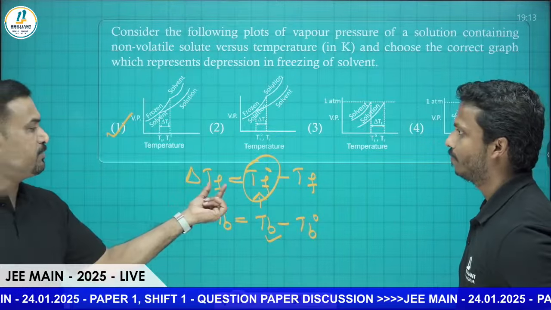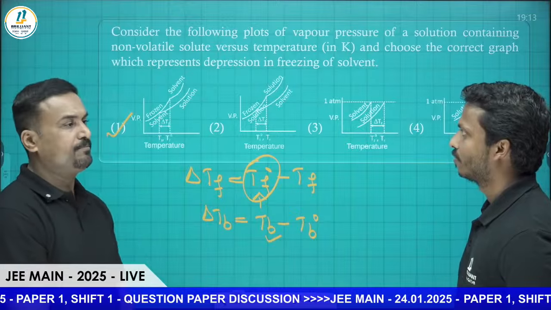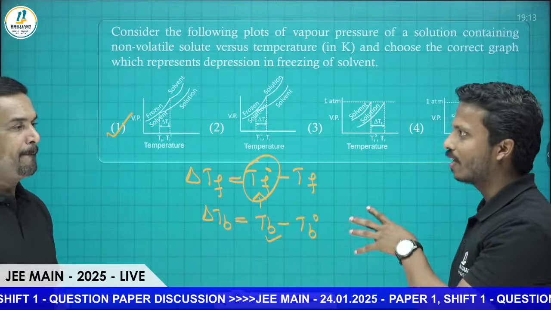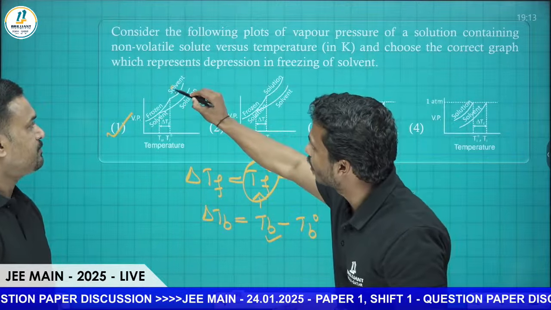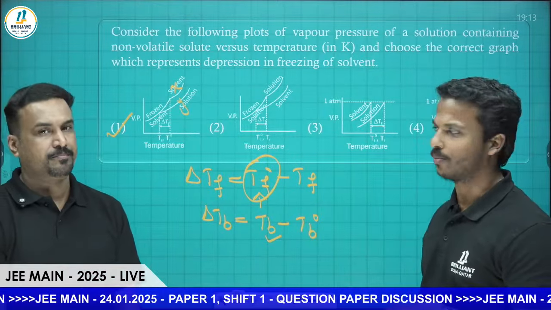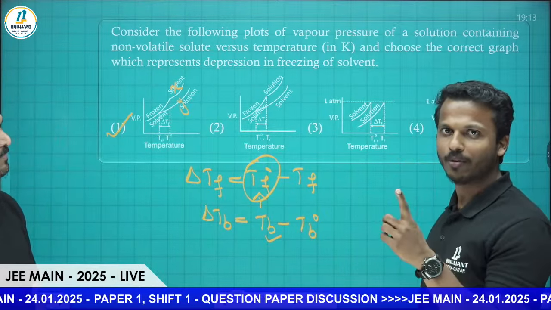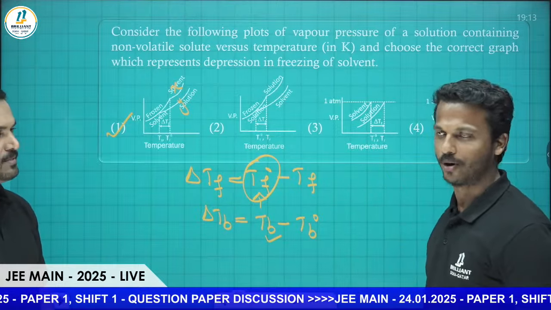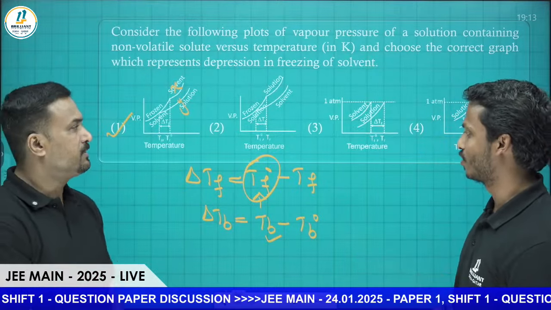Delta Tf is equal to Tf naught minus Tf. Sometimes they ask graphical questions by writing X, Y, Z and asking you to identify what X, Y, Z are. You may study the 2 graphs: one is elevation in boiling point and the other is depression in freezing point. So first question, first option.